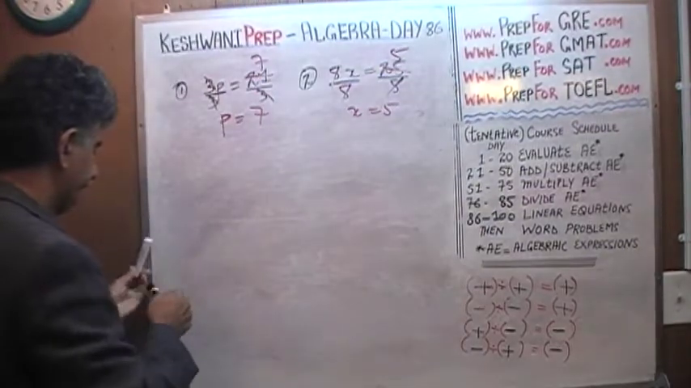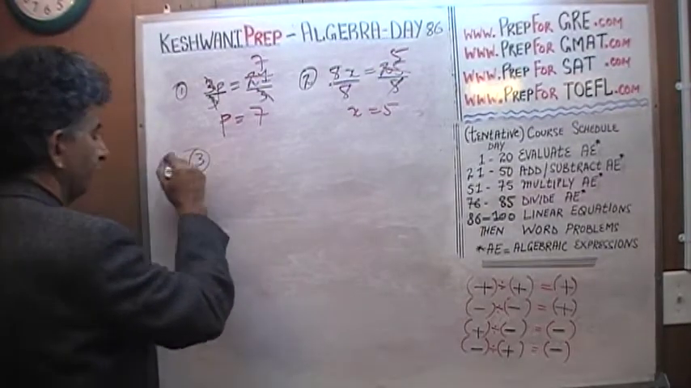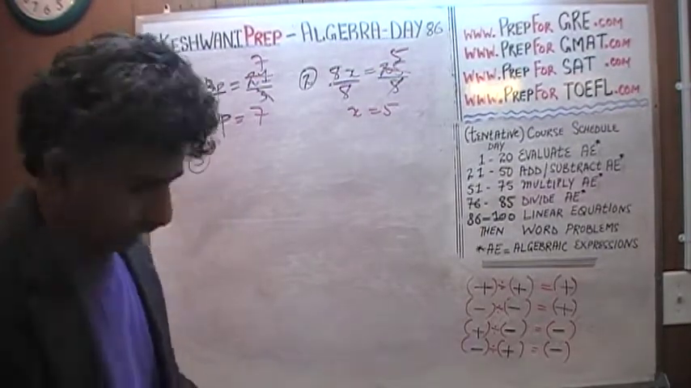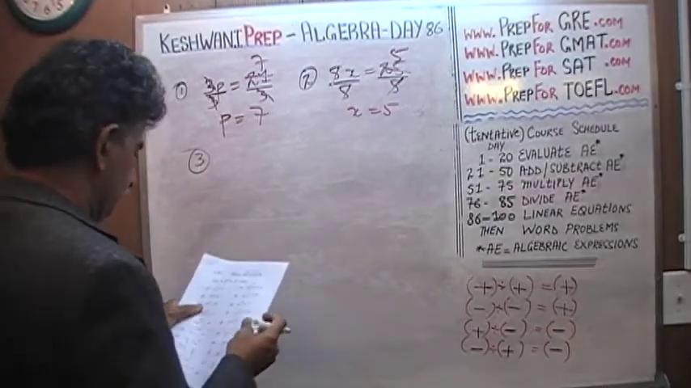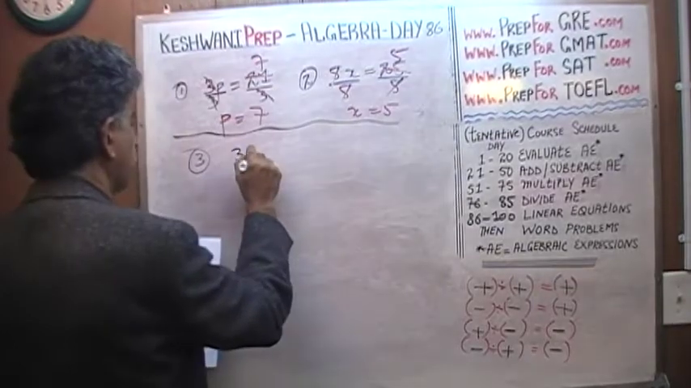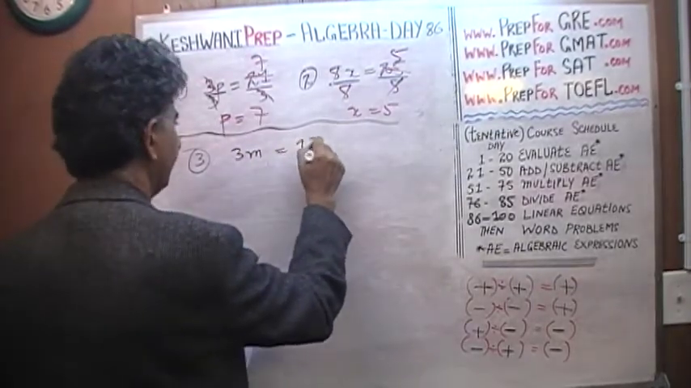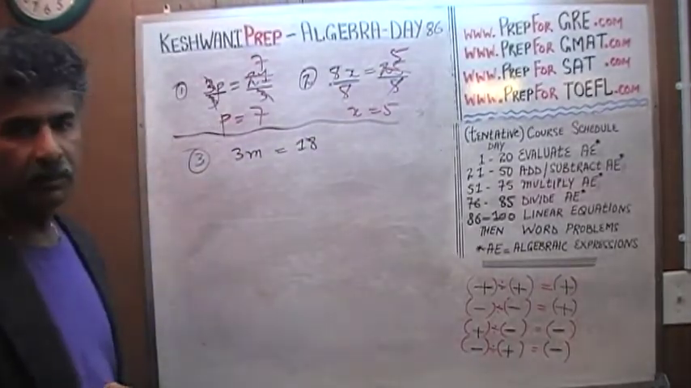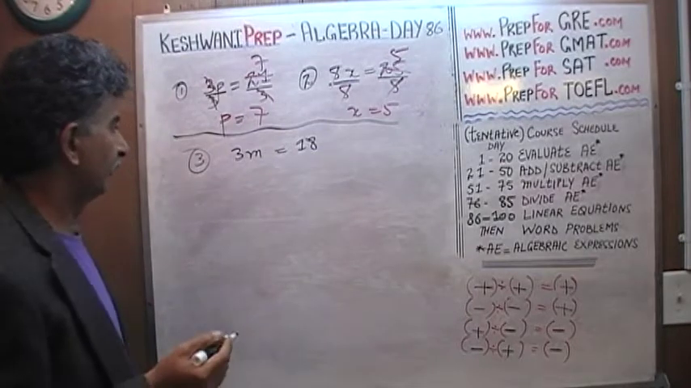Let's do one more. Number 3. 3m equals 18. What number times 3 equals 18? Of course, the answer is 6.